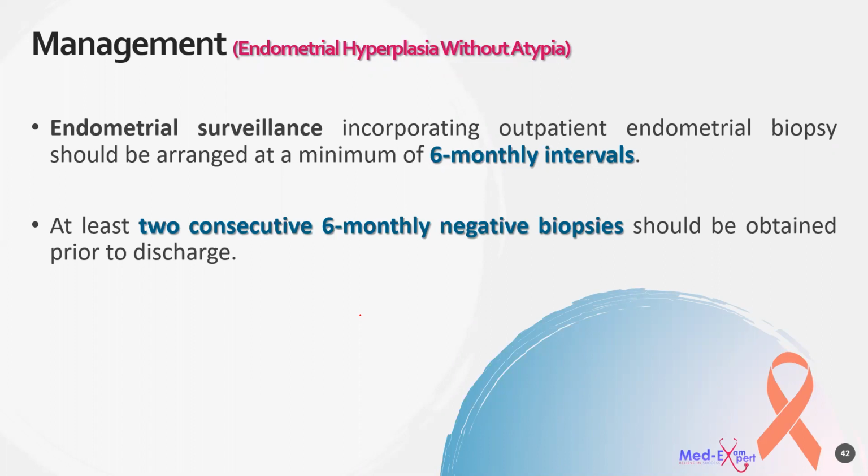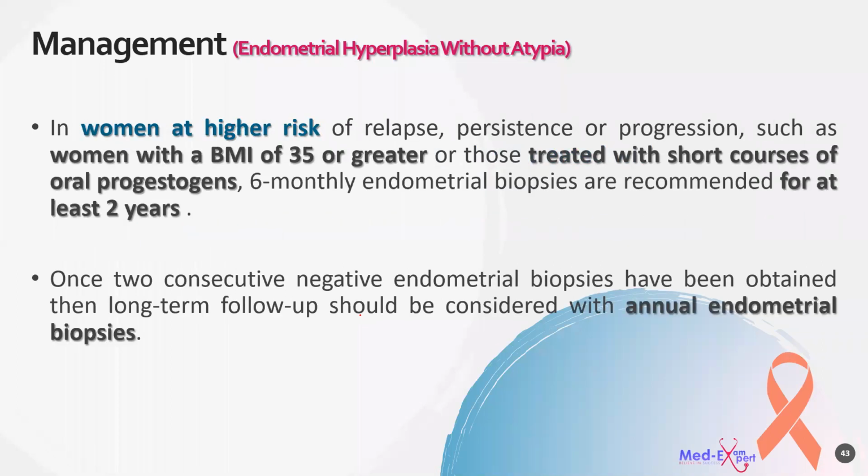So if the patient, especially who is on the local progestogen or the intrauterine system, achieves 2 consecutive negative biopsies, she could be discharged from the follow-up program. But if the patient is at higher risk of relapse, like those with a body mass index of 35 or more, or those treated with short courses of oral progestogen, they should be followed up by endometrial biopsies at 6 monthly intervals for at least 2 years, and even after they achieve 2 consecutive negative biopsies, they should have annual endometrial biopsies.